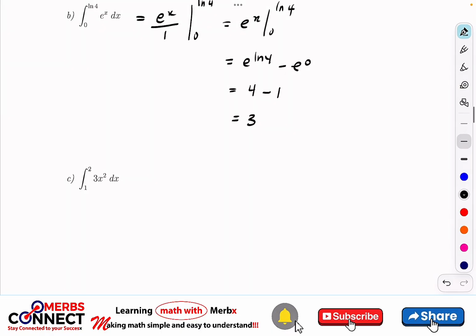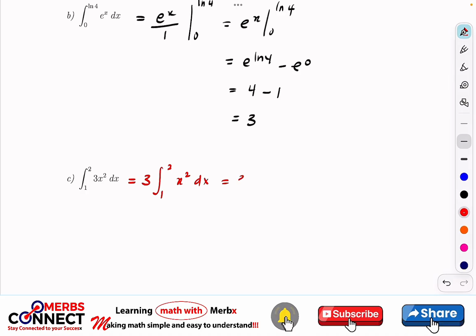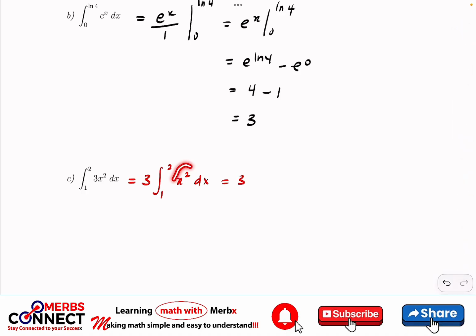Let's do C. For C, we can use the power rule. The 3 here is a constant, so we don't focus on it. I can factor the 3 out and have the integral of x squared dx from 1 to 2. This is the same as 3. So now let's use the power rule on this.